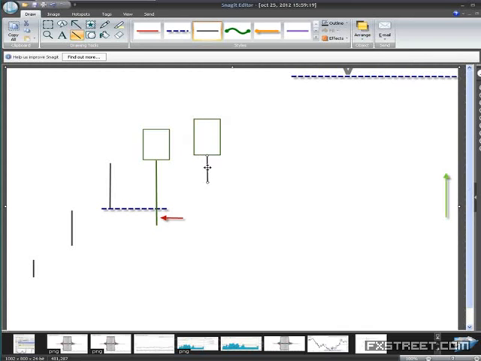I made a small mistake here. By confirmation, this was the case of invalidation. This was what I just said, the close above the high of the previous candle.